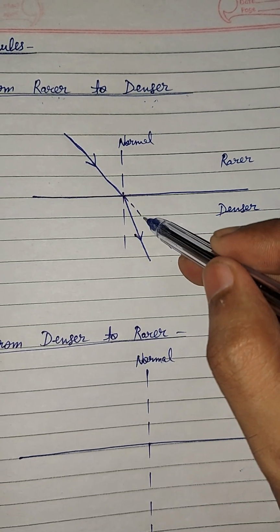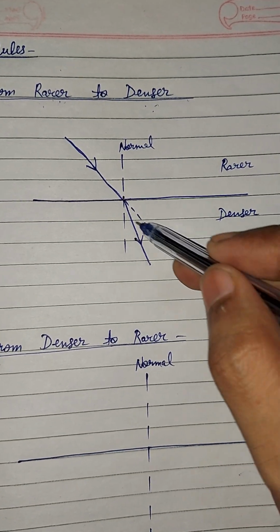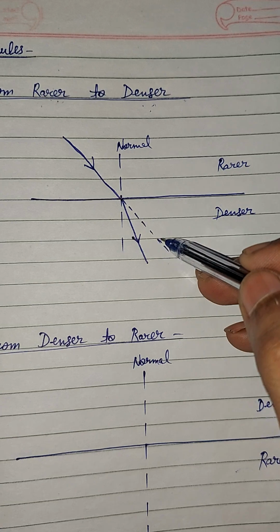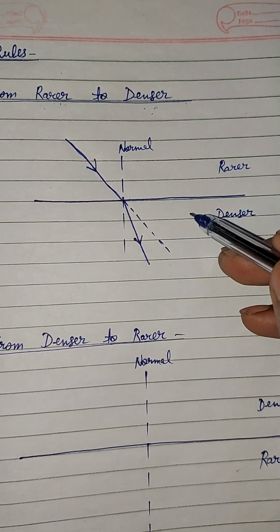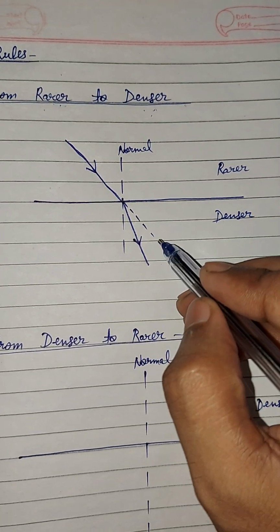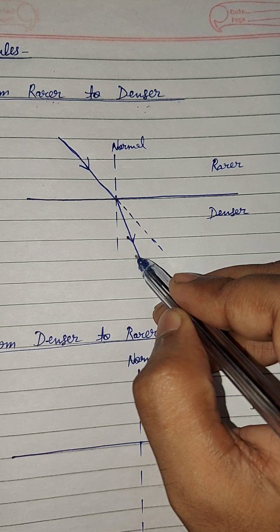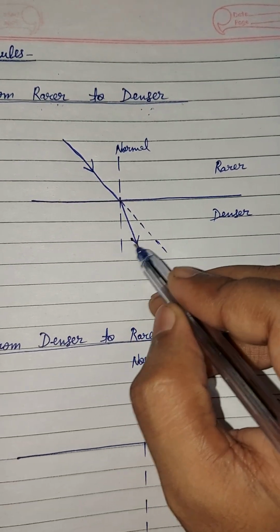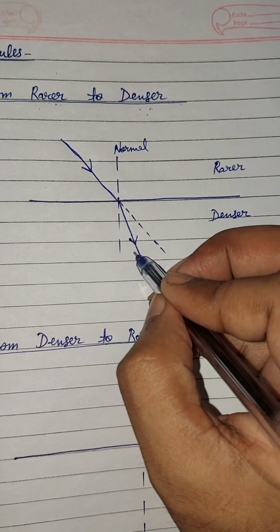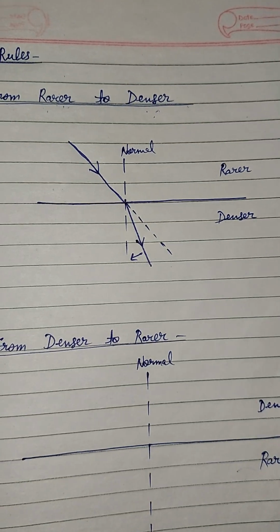Means the original path through which the light had to travel would be this one, but due to the refraction of light and due to a different medium, the light has bent, and it has bent towards the normal.